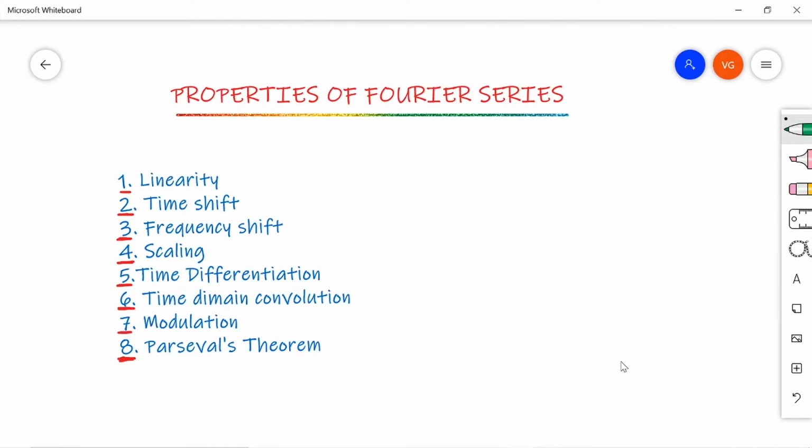In the previous lecture, I have explained what is a Fourier series, on what signals we can apply the Fourier series, also the conditions to converge the Fourier series called Dirichlet conditions. Before starting this video, first go through the two videos, then you can understand the properties of Fourier series very easily. The different properties of Fourier series that I am going to discuss today are linearity, time shift, frequency shift, scaling, time differentiation, convolution, modulation property, and also Parseval's theorem.